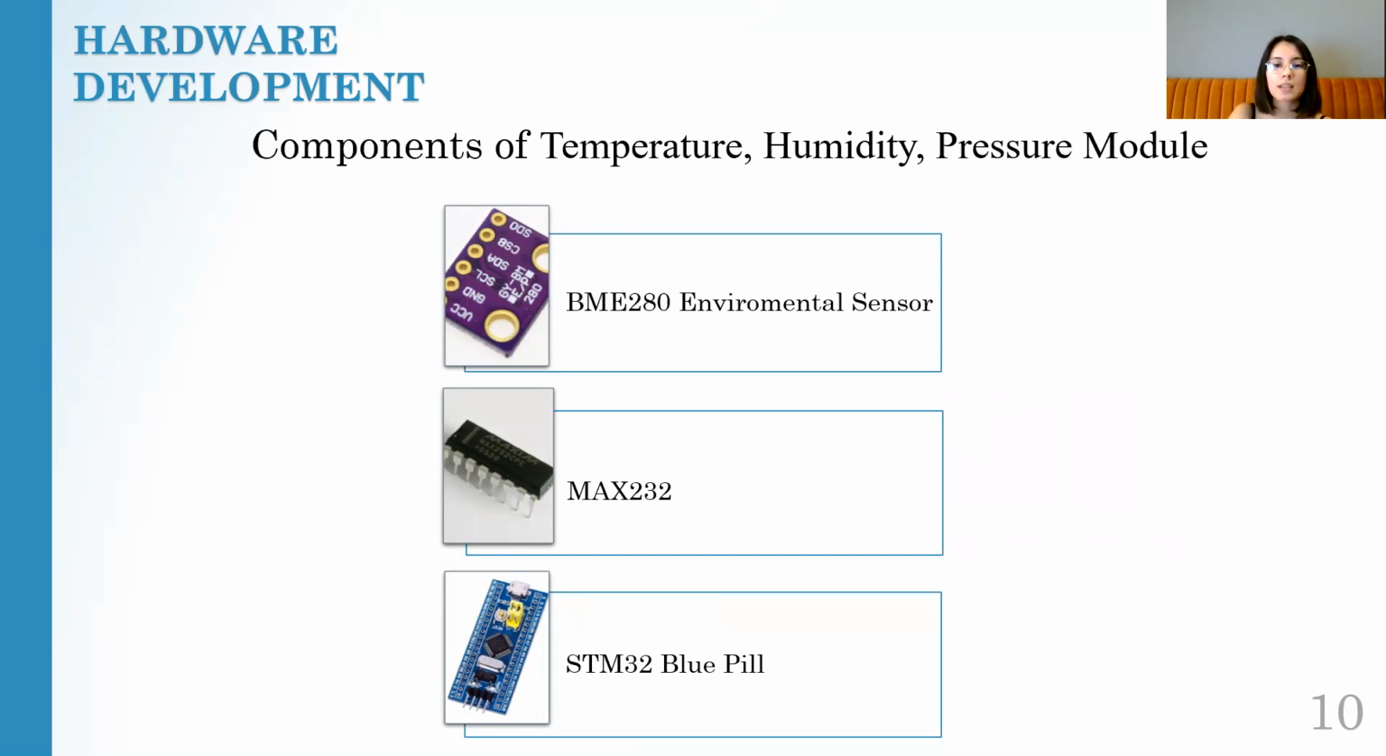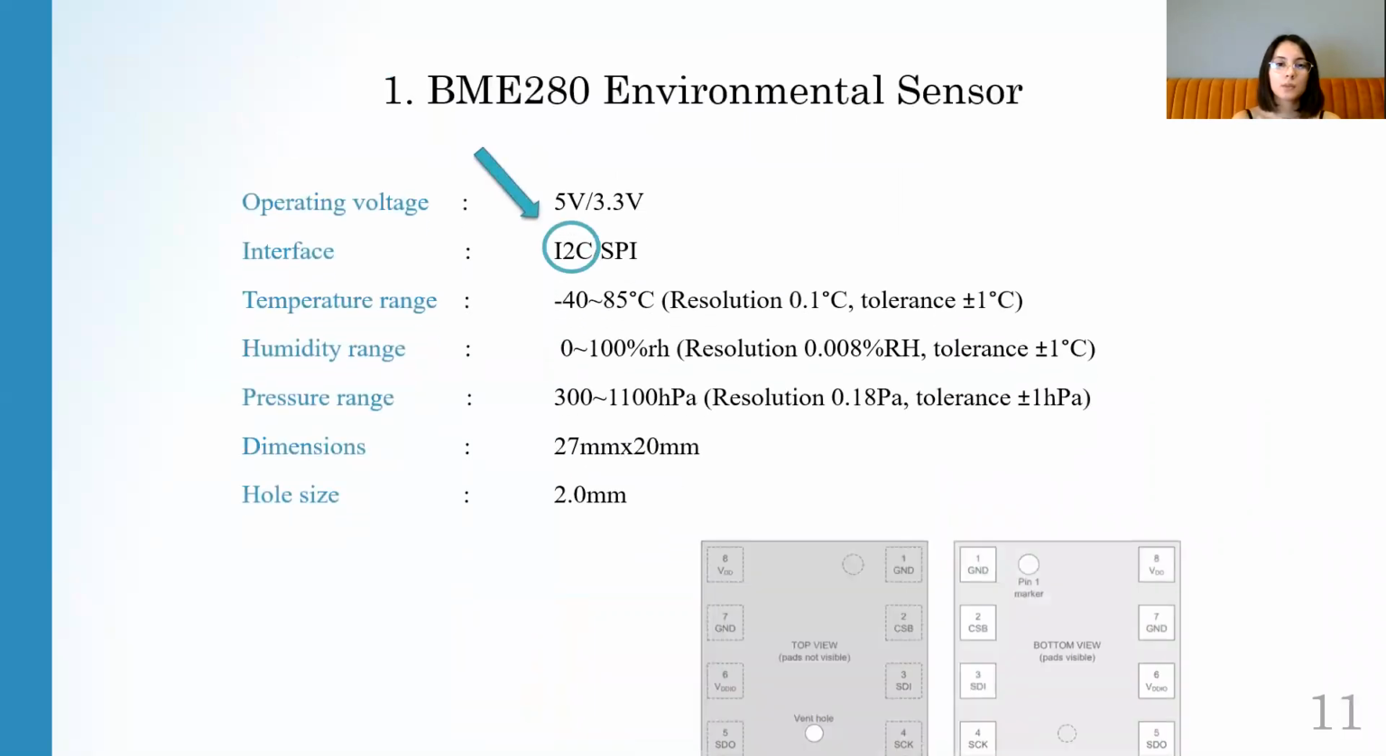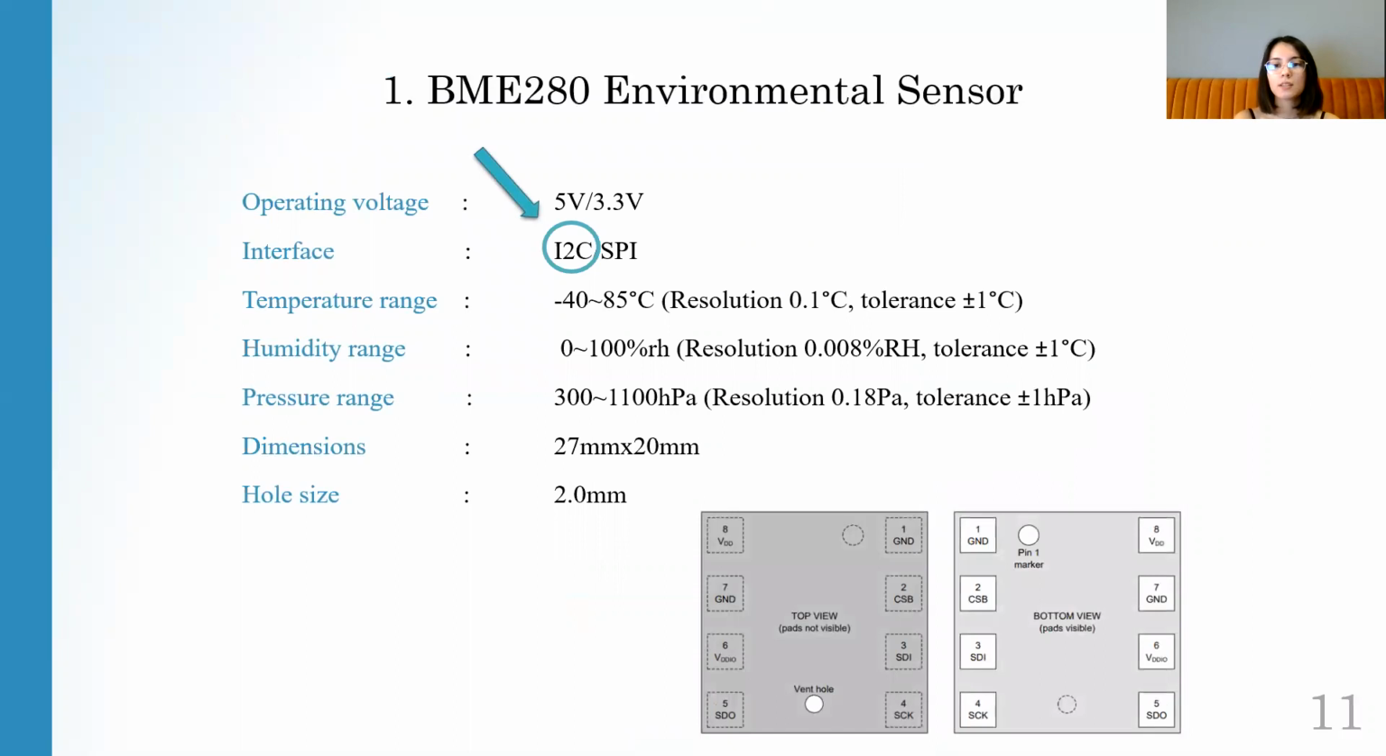Three main components are used for hardware. These are BME280, environmental sensor, MAX232, and STM Bluetooth. The BME280 is a combined digital humidity, pressure, and temperature sensor. This sensor is used for purposes such as indoor navigation, home automation, environmental monitor, and IoT application, etc. Some specifications and pin-out diagram of the sensor are shown in the slide.